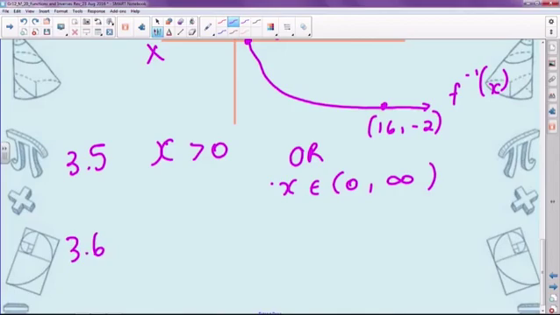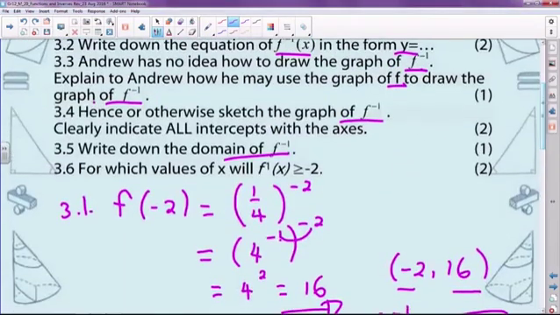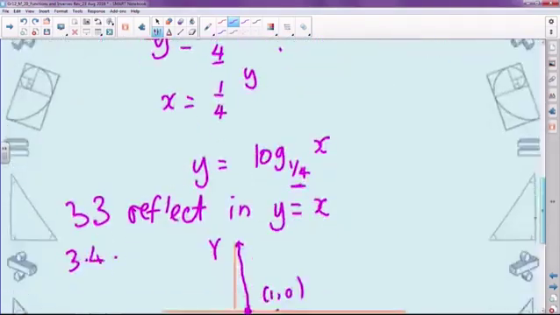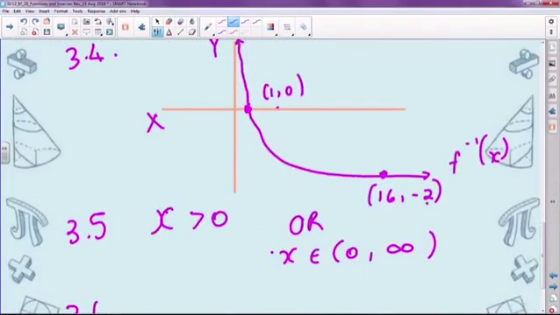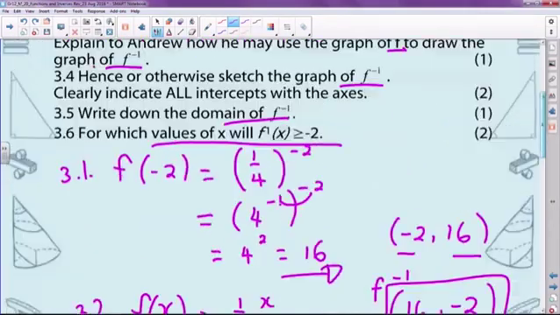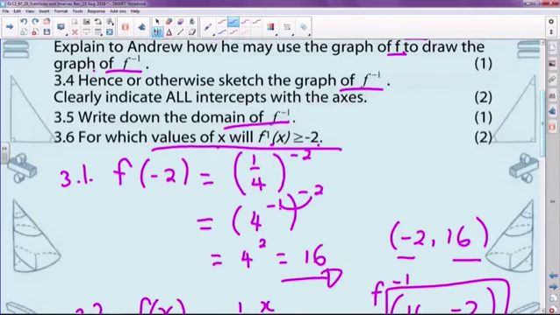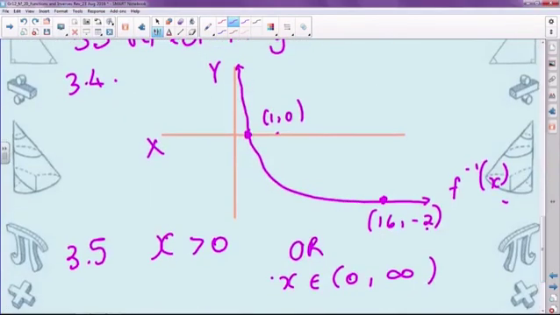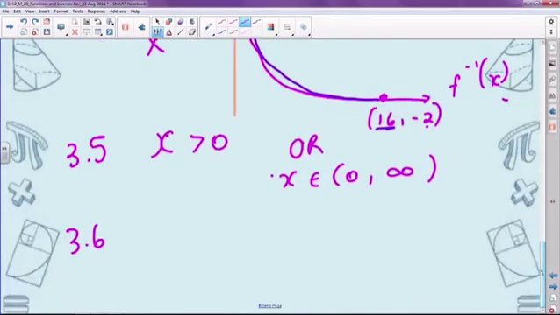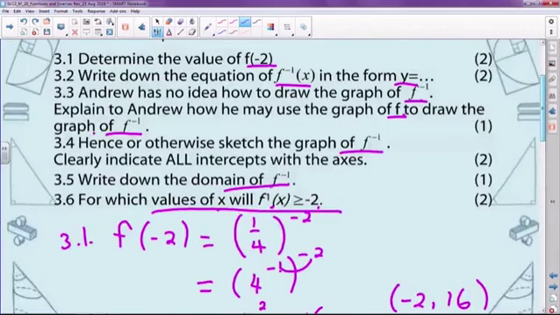Okay, and then quickly I want to get to the last question, 3.6. For which values of x will the inverse graph be greater than or equal to -2? Now remember, we've already shown on our graph that the point x is 16, y is -2 is a point on the inverse function, right? So when they're asking me, for what values of x will the inverse function be greater than or equal to -2, they're talking about this segment of the graph here. All the points that lie to the left of x is equal to 16. So therefore, for x between 16 and 0, we will get that the function will be greater than or equal to -2.